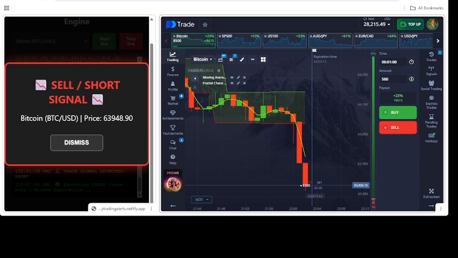Okay, so as you see here, I just got a sell alert on Bitcoin. So I went ahead and took a 60-second sell trade. Bitcoin's been going down lately, par for the course. So this is what the alert looks like. It's a sound alert, so I don't have to sit there and watch the chart. I can just listen for the sound. So let's monitor this trade. As soon as the alert came on, I took the trade.